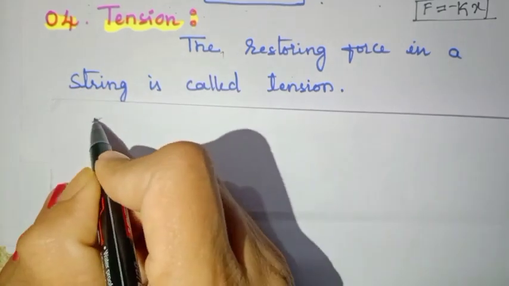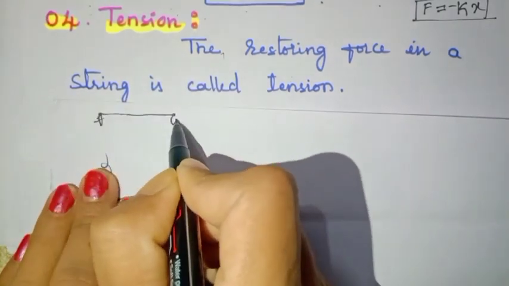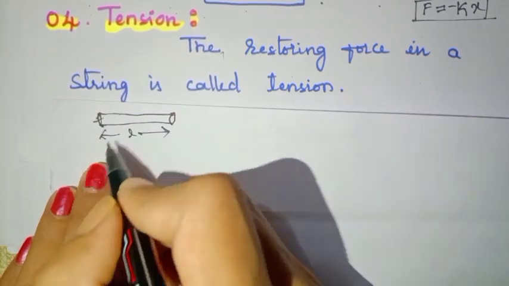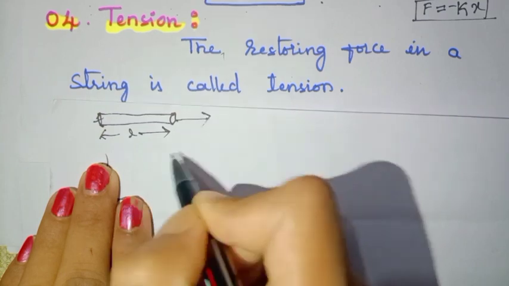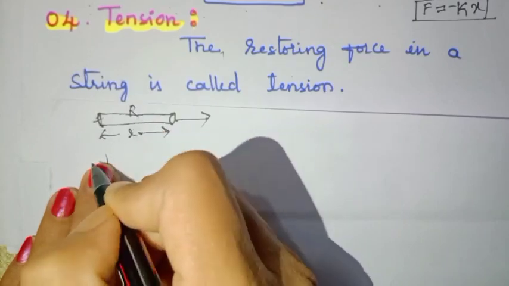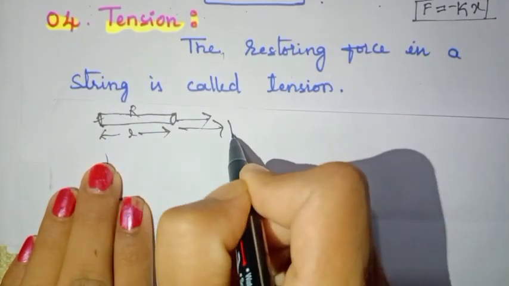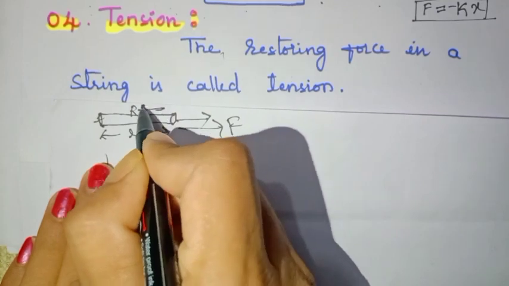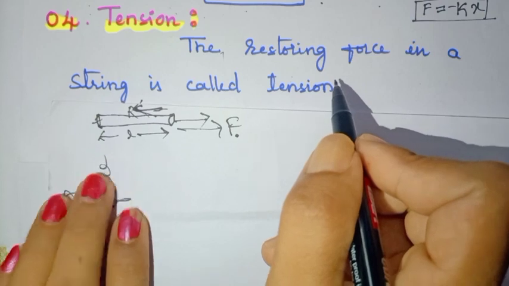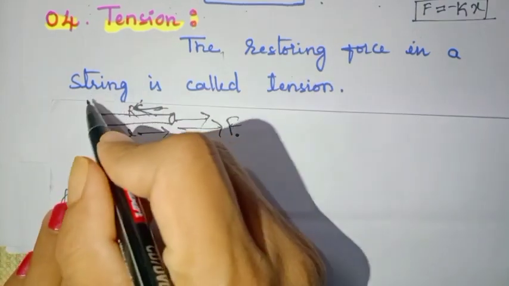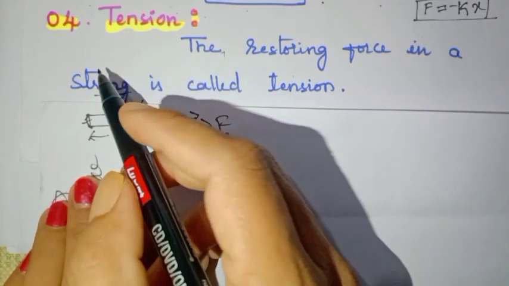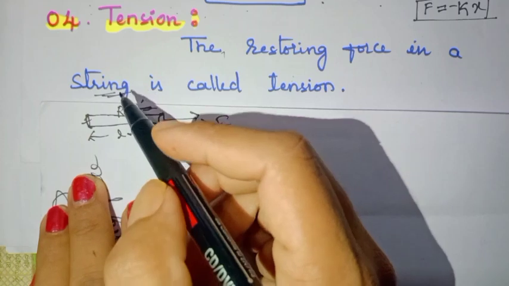So I will consider the string here. Let's consider a thin string which has a certain length L. So when you pull it in any direction, what happens? In the string a restoring force is developed. If you are applying the force in this direction, this string tries to go opposite to your applied force. That is what we call the restoring force, and that restoring force which is developed especially in a string is what we call tension. You can observe this tension in the ropes which you use in your daily life.